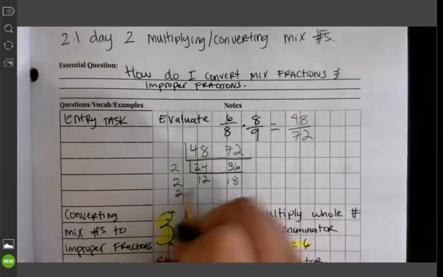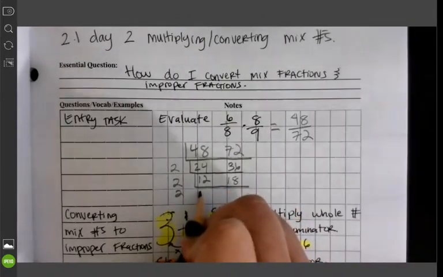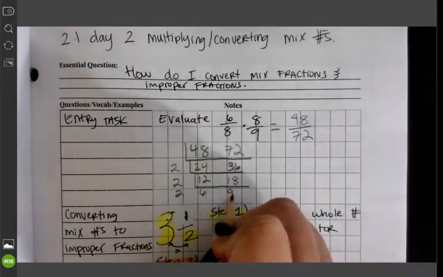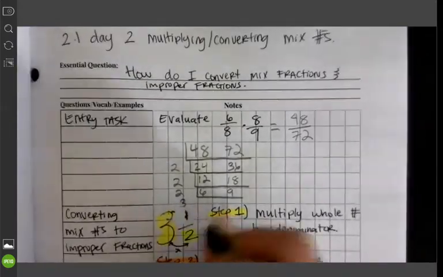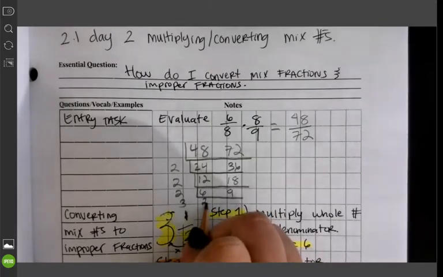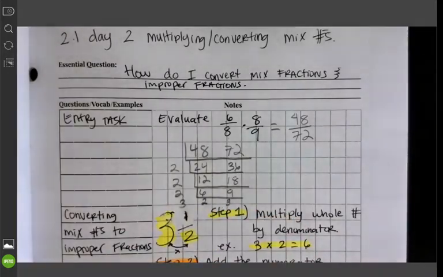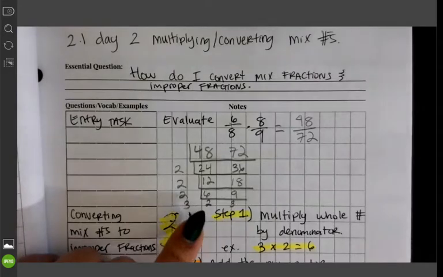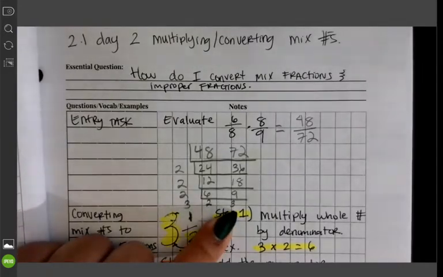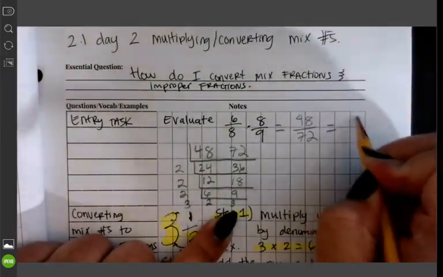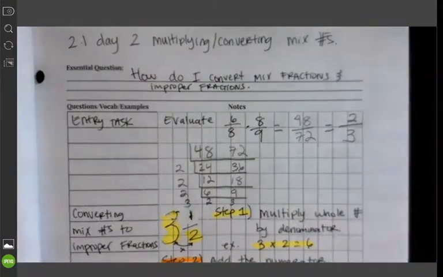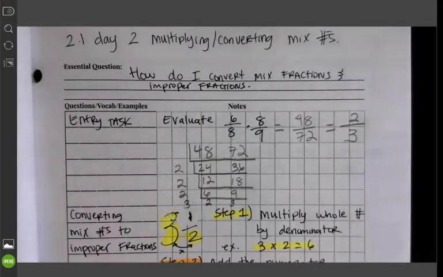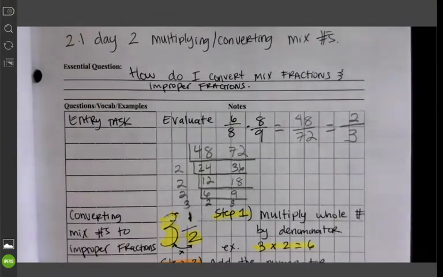Oh, I hope I have enough room. I'm going to do it again. 12 divided by 2 is 6. 18 divided by 2 is 9. I have room for one more, right? 6 and 9 are both divisible by 3. 6 divided by 3 is 2. 9 divided by 3 is 3. So our bottom row is 2 and 3. So this is 2/3 in simplest form. Yeah, there it is.